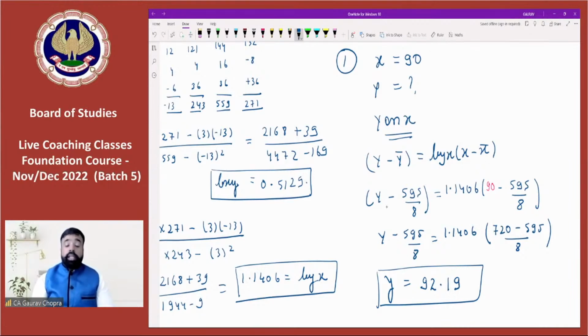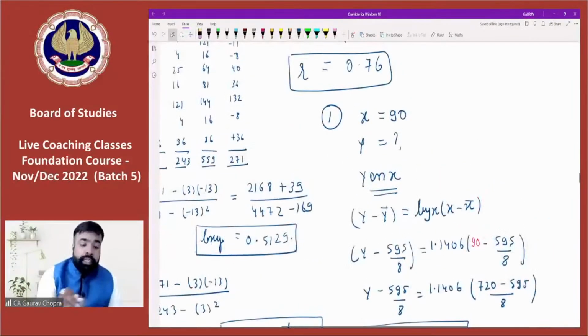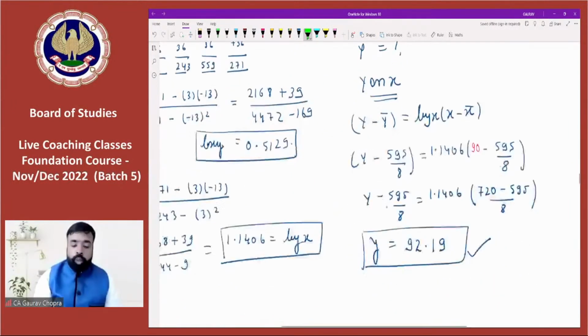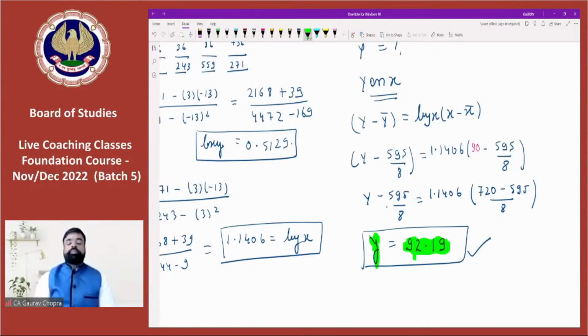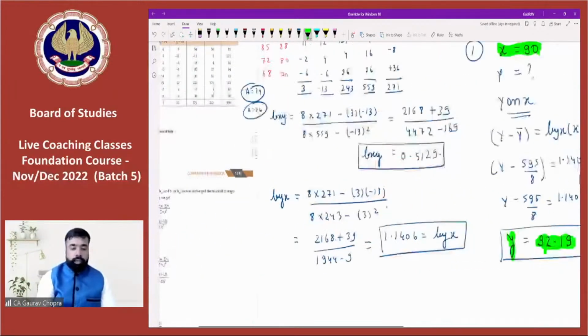So the correct answer is 92.19. This is the estimated value of statistics. That means if a student is scoring 90 marks in maths, then his estimated score in statistics will be 92.19. So this is the final result. Okay. So in this manner, we can easily solve the questions. All right.